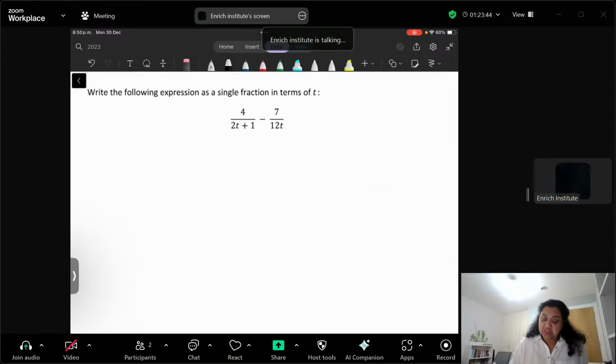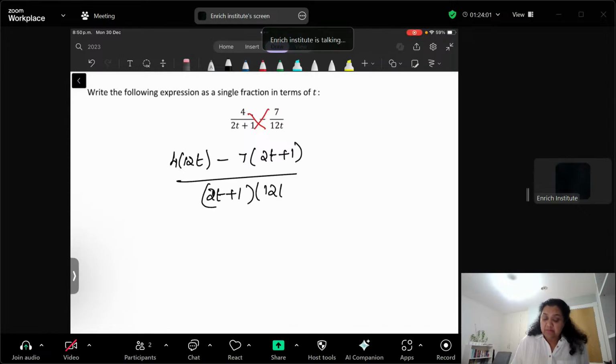Now see here another question. Write the following expression as a single fraction. Again, cross multiplying. So if it is a fraction, it is cross multiplying. So it is 4 times 12t minus 7 times (2t plus 1), divided by (2t plus 1) times 12t, and then you simplify this further. So again, another 5 marks here.